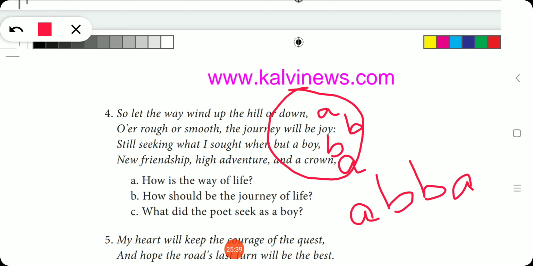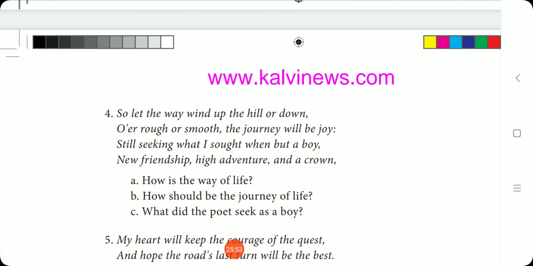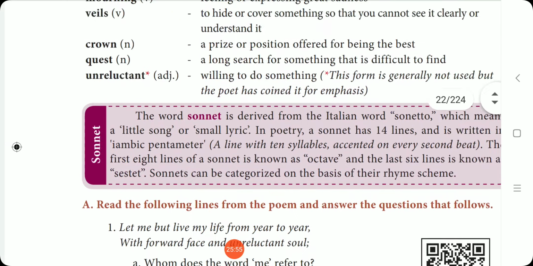I think now you find it simple. It is very easy, you can very easily score 1 mark in this. This is how you have to identify the rhyme scheme. First of all, you have to give A, then you can continue as such. Now come to the poem.